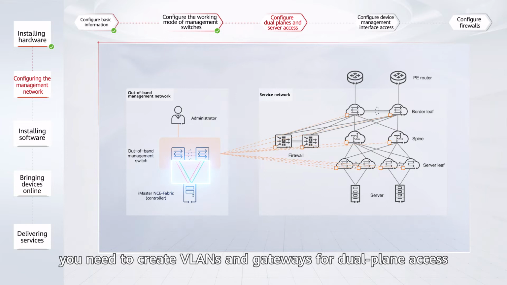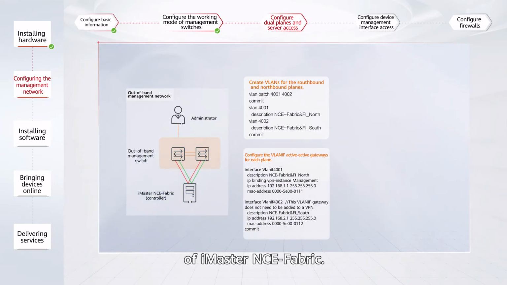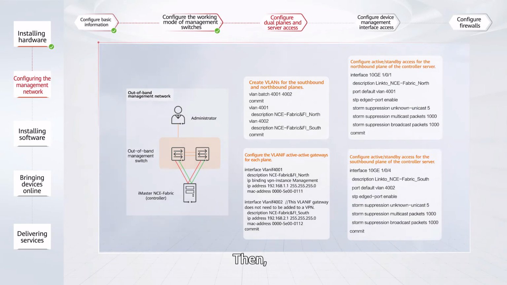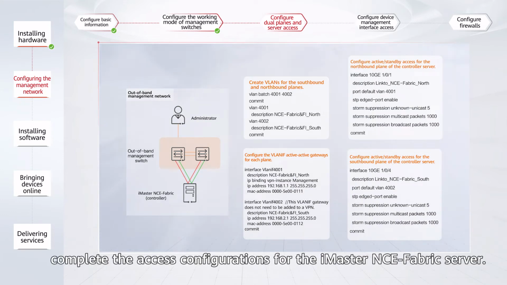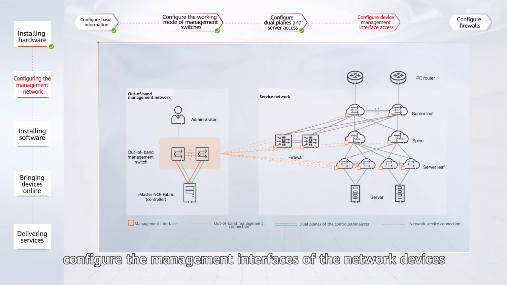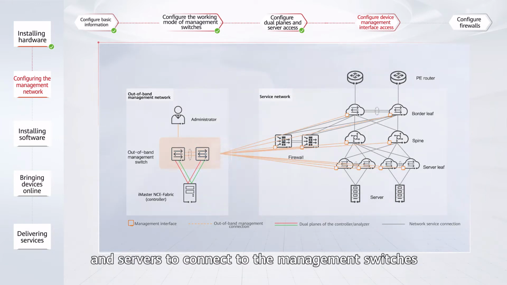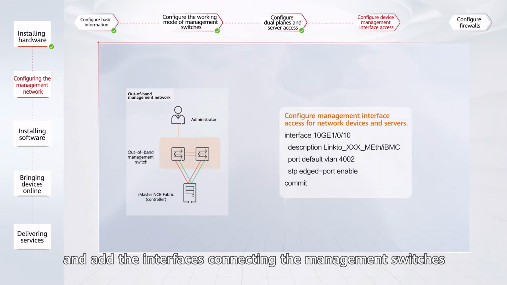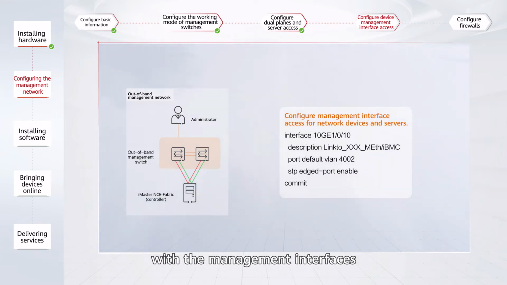Next, you need to create VLANs and gateways for dual-plane access of iMaster NCE Fabric. Then, complete the access configurations for the iMaster NCE Fabric server. Note that the server is often connected in active standby bonding mode. Finally, configure the management interfaces of the network devices and servers to connect to the management switches and add the interfaces connecting the management switches with the management interfaces to the southbound network plane VLAN configured in the previous step.